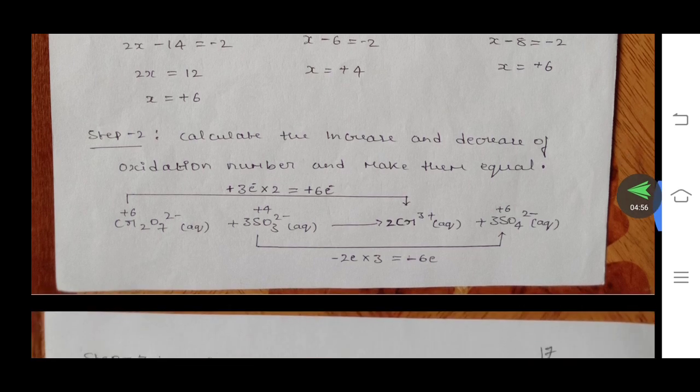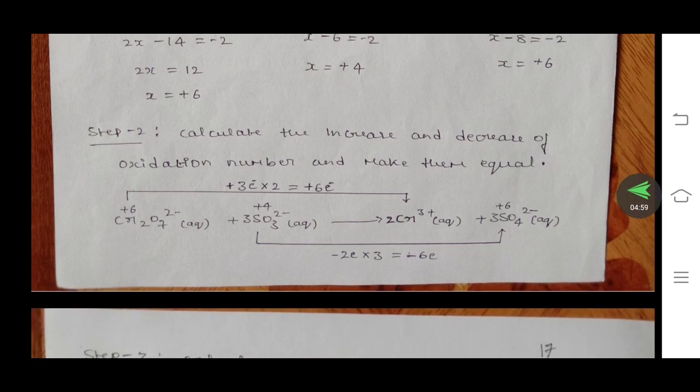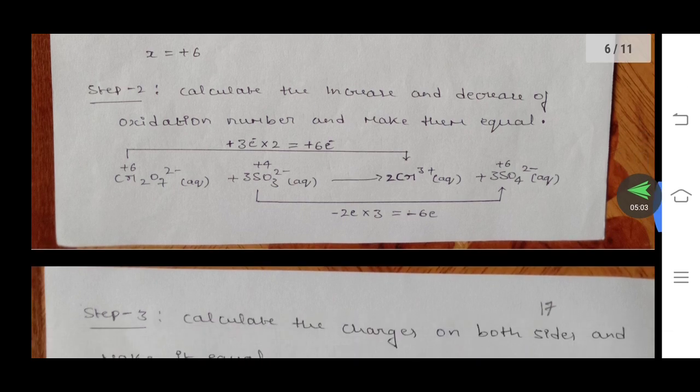Now step 2, calculate the increase and decrease of oxidation number and make them equal. Chromium from left side to right side, is it undergoing oxidation or reduction? You have to check first. See, plus 6 oxidation state to plus 3 oxidation state, so it is gaining electrons. How many electrons? 3 electrons. So that's plus 3. Each chromium atom is gaining 3 electrons.